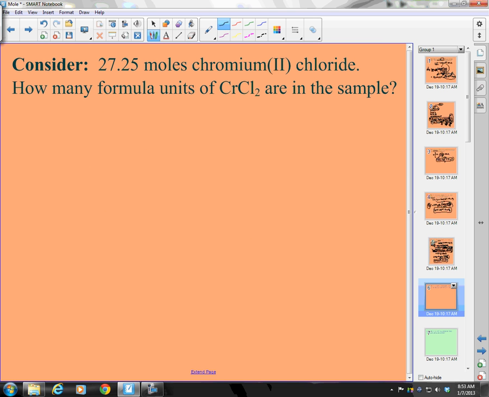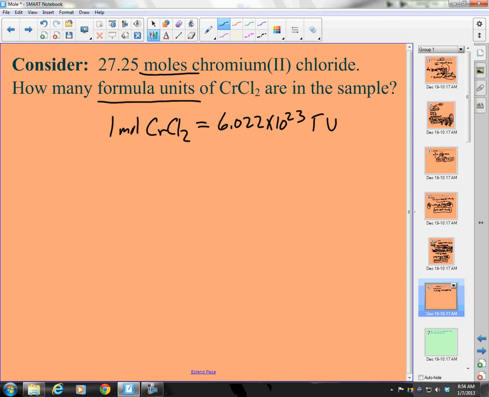Here we go. We'll do this one together. Okay, I have 27.25 moles of chromium 2 chloride. Okay, I have moles, and what do I want? I want formula units. What's a formula unit? Oh, I remember. Formula units are particles. That means one mole of an ionic compound, in this case, chromium 2 chloride, has 6.022 times 10 to the 23rd formula units of chromium 2 chloride, right? So this is my equality.